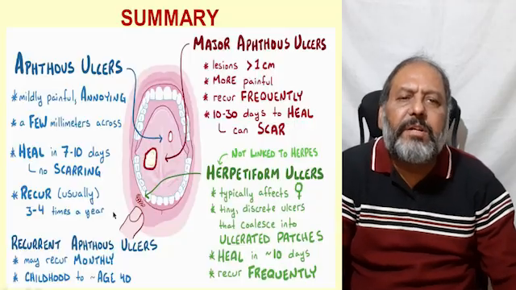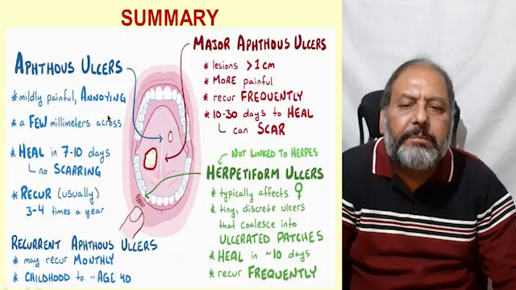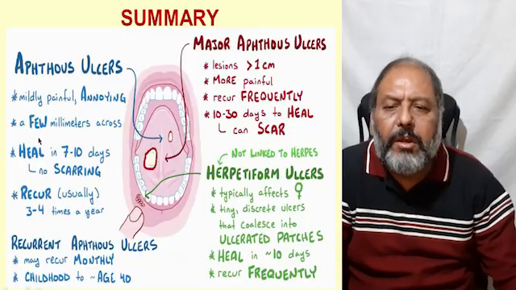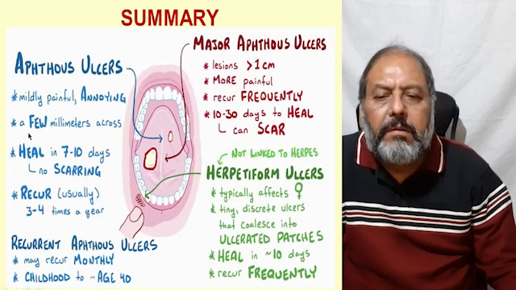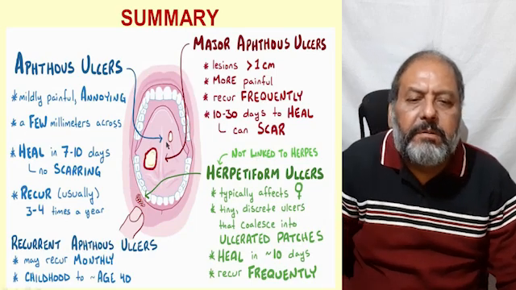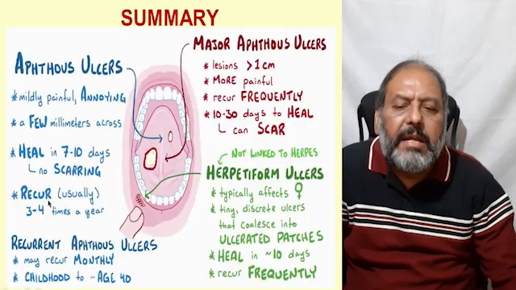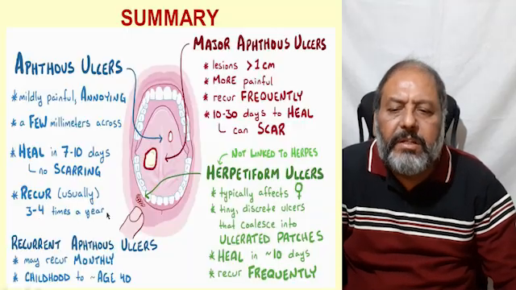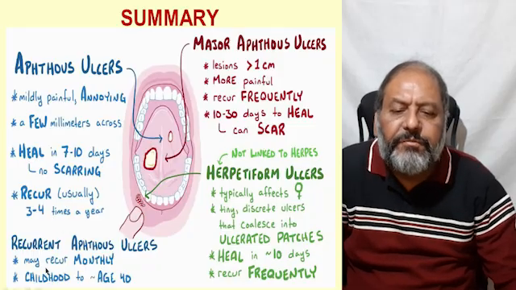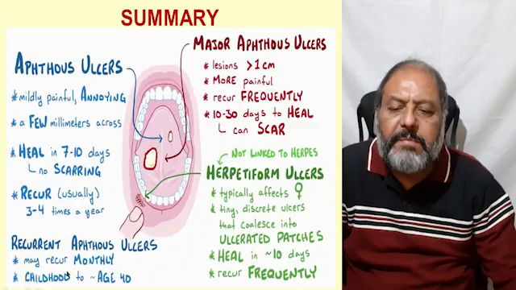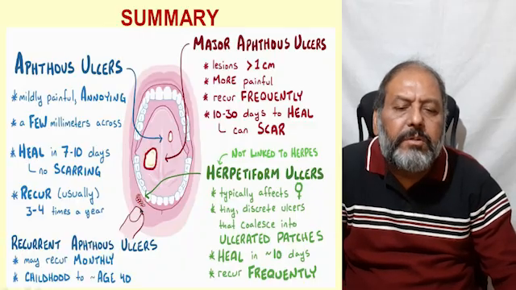Now, the summary of the mouth ulcer: aphthous ulcers are mildly painful, annoying, and a few millimeters across, as one can see. They heal in 7 to 10 days with no scarring. They recur usually 3 to 4 times a year. Then recurrent aphthous ulcers are many, recur monthly, from childhood to age 40.